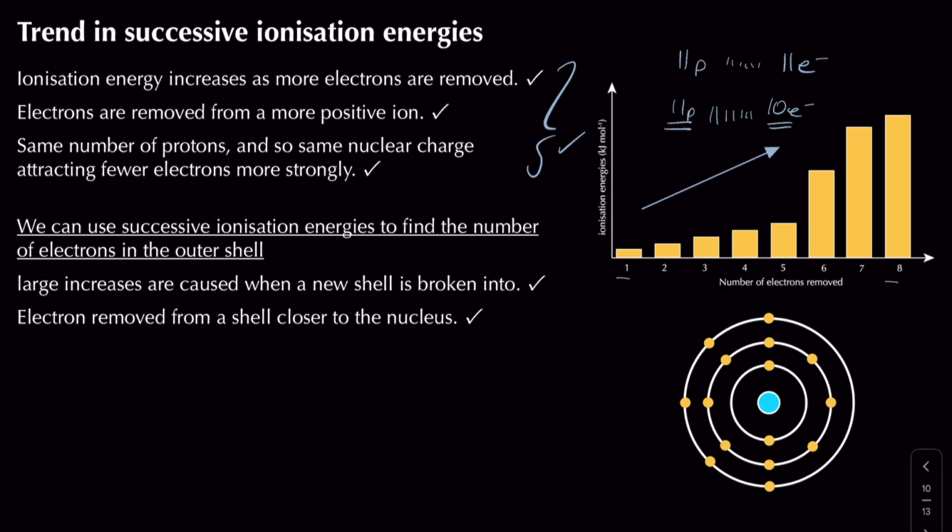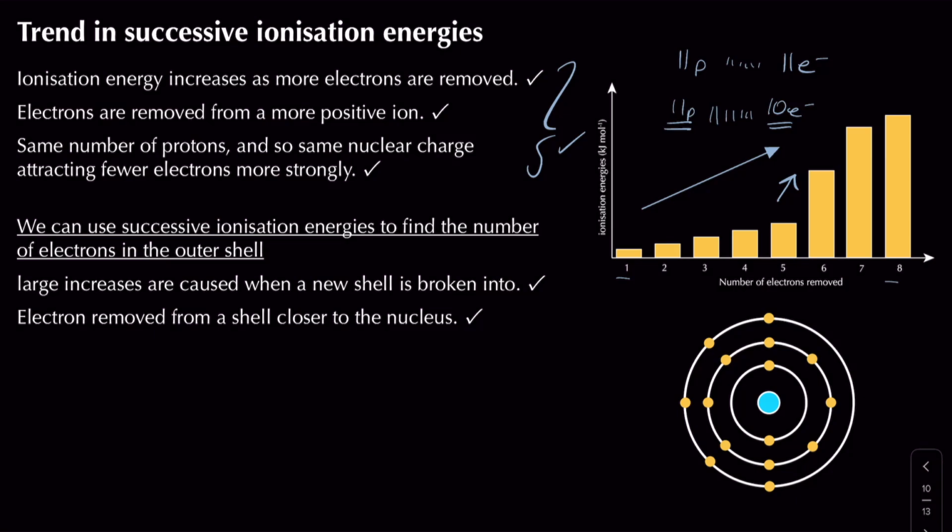But the thing is, if I look at removing the 6th electron compared to 5, 4, 3, 2, 1, I will actually end up with a massive jump itself, right? And that massive jump is down to us, of course, breaking into a new shell. Now, if you look at this, you can see I've got here another atom. We can figure out what it is as well.